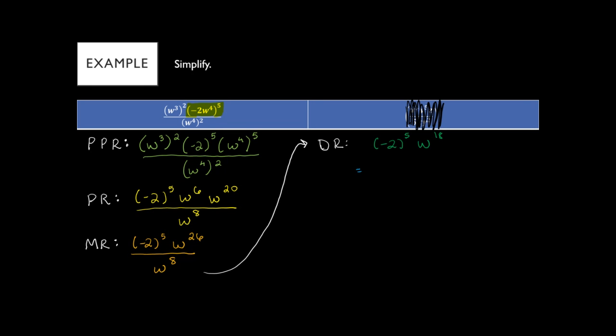And then we're going to simplify that. Negative 2 to the 5th power. So a negative to an odd power is going to give me a negative. 2 to the 5th is 32. So I get negative 32 w to the 18. And that is the final answer.